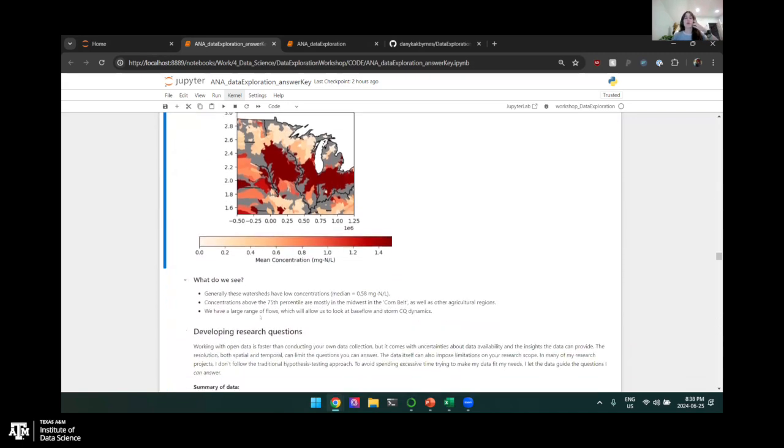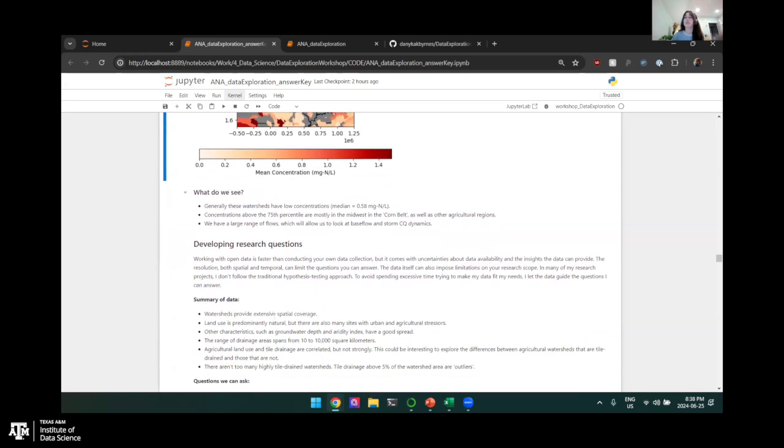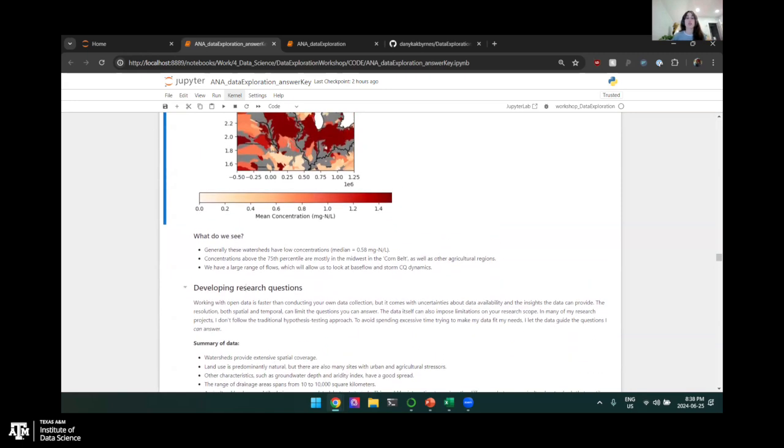So by this point, there's a lot of watersheds that have low-ish concentrations. 0.5 milligrams of nitrogen per liter is kind of low. It's not super low, but it's not that high. A lot of where it exceeds the median concentrations is in the Corn Belt, where there's a lot of ag. But there's a lot of spatial variability.